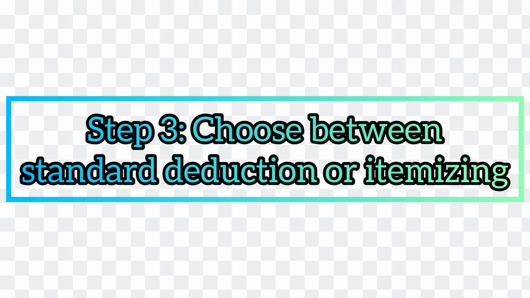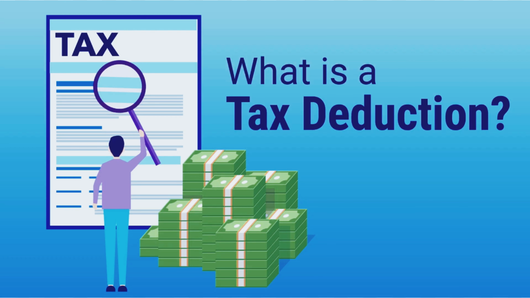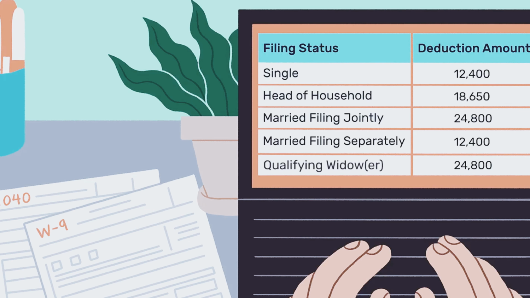Step 3. Choose between the standard deduction or itemizing. When you file your taxes, you have two choices. Take the standard deduction or itemize your deductions. This is a pretty big deal because tax deductions lower your taxable income, and the lower your taxable income is, the smaller your tax bill will be. So how do you decide which option to take?